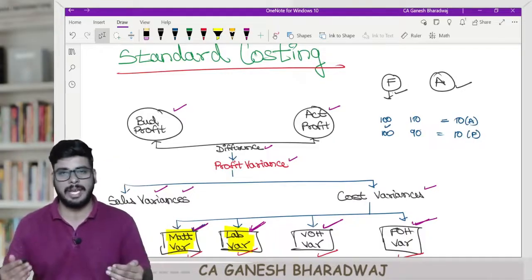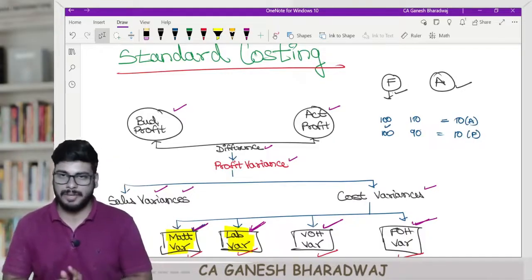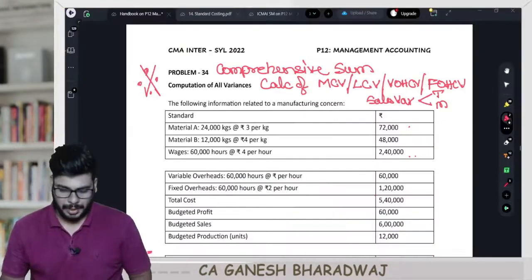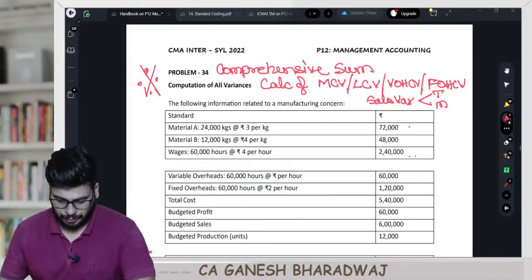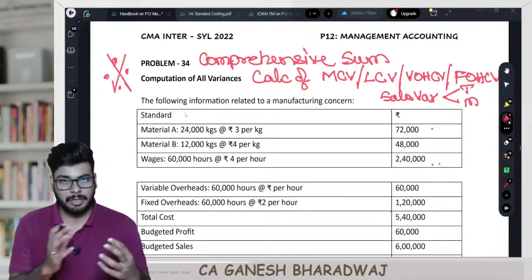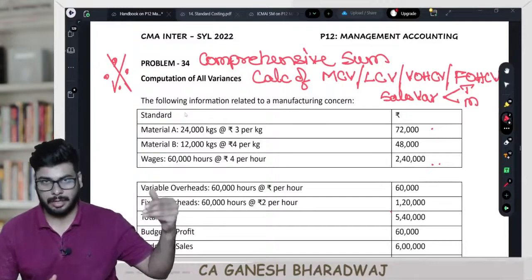I gave you guys a library of adjustment. That sum only we are going to do right now. Fine. So now let's get started. Let's move on to the comprehensive numerical problem. This is question number 34 that we did in our regular batch.